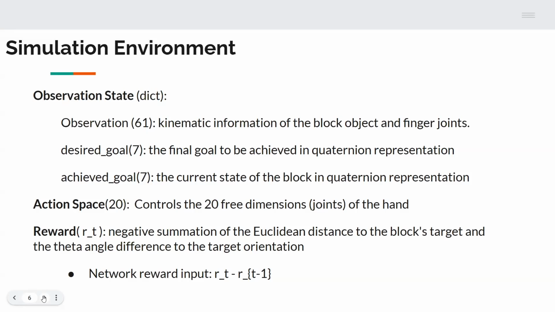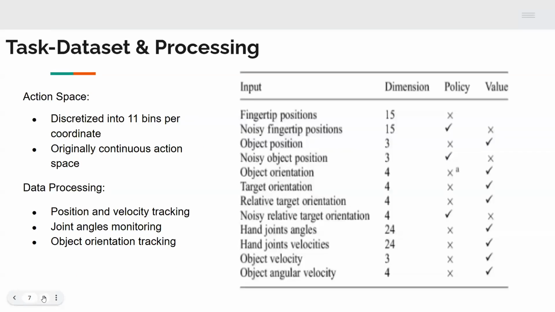The default reward is the negative sum of the Euclidean distance to the block target and the angular difference to its target orientation. Our reward to the model is the difference between the current and previous time step rewards. The table on the right lists input values to the policy and value networks. The policy uses noisy input, while the value network receives clearer, more detailed information, resulting in an asymmetric actor-critic network.